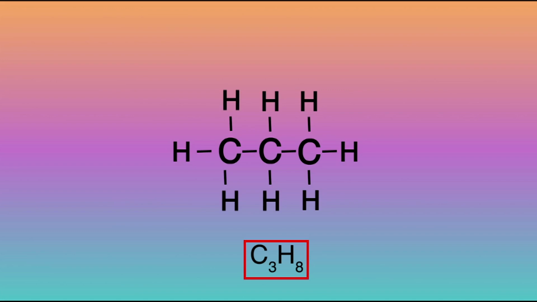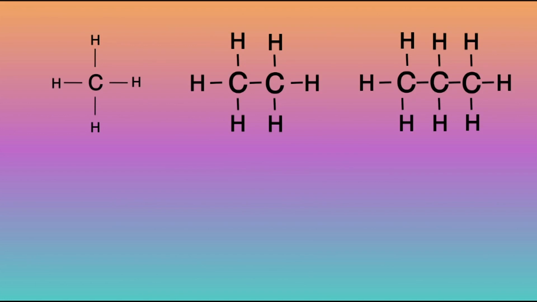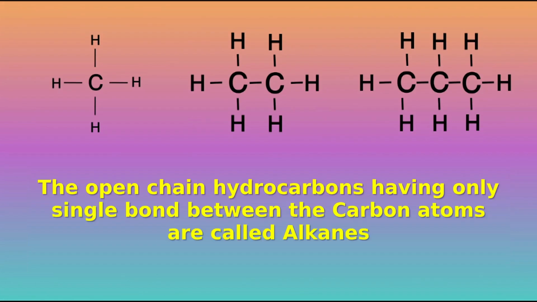Compare the structure of the 3 compounds we discussed. In all these compounds, a single bond exists between carbon atoms. The open chain hydrocarbons having only single bonds between the carbon atoms are called alkanes. Have you noticed that in all these compounds, there is a single bond only between carbon atoms?